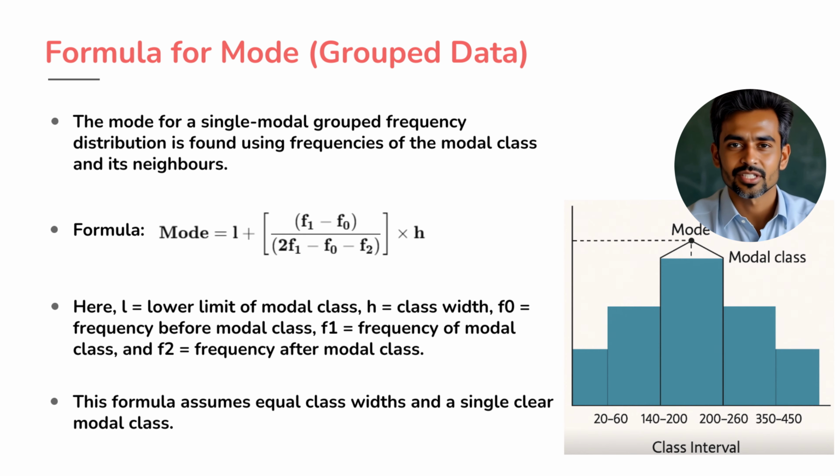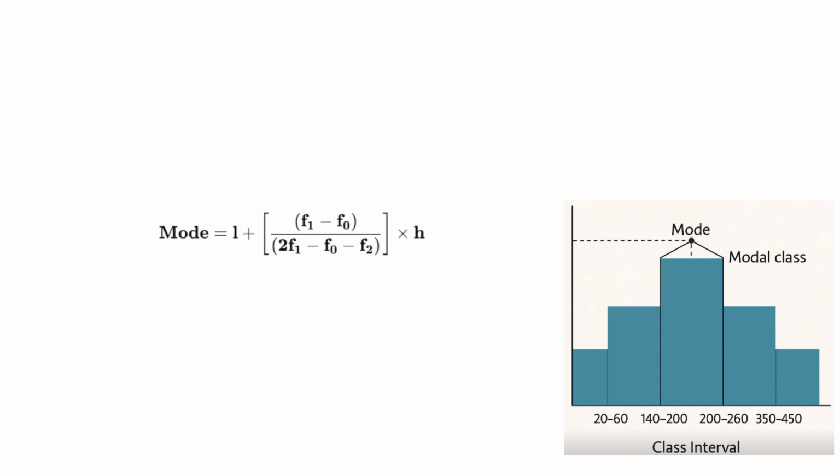When we substitute these values, the formula pinpoints the mode inside the modal class, depending on how steeply frequencies rise and fall around it. It's like finding the exact peak of a hill, the hill being our frequency graph. The taller the bar, the closer we get to the summit, the mode. Now, if you're wondering how this magical formula came into being, let's take a peek at the logic behind it.